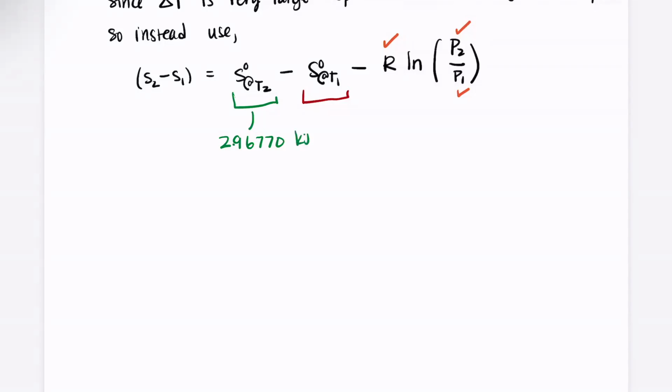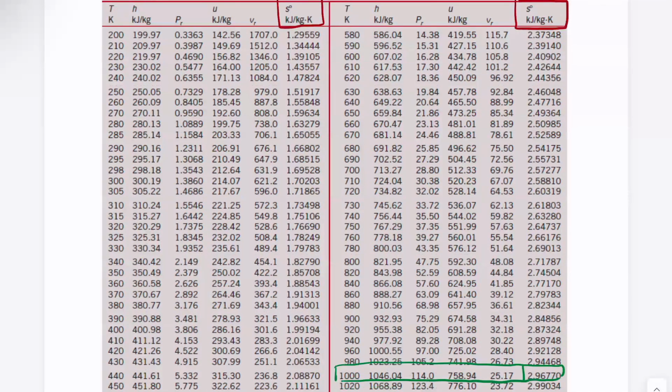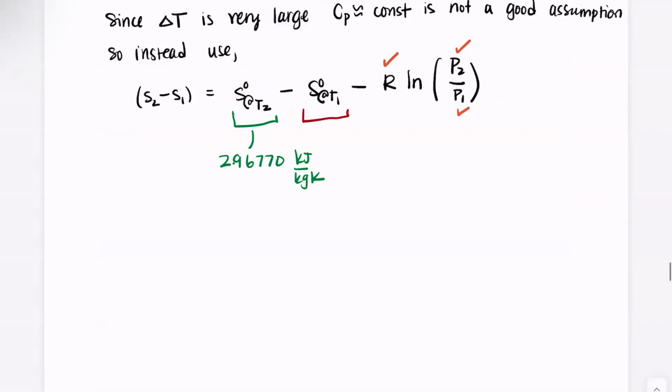Kilojoules per kilogram K. And then, so help me, let's find the one at T1. So T1 is 300. So we'll go to our line for 300. All right, so we have 1.70203. Again, kilojoules per kilogram K.